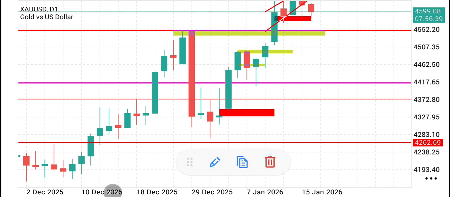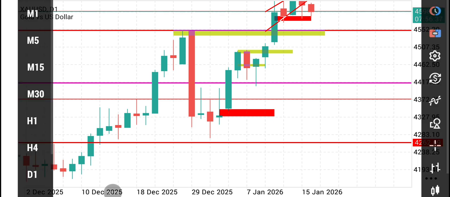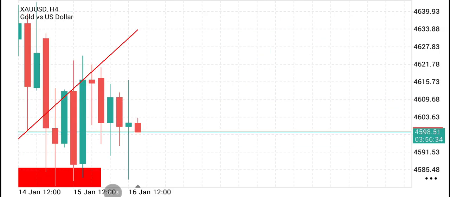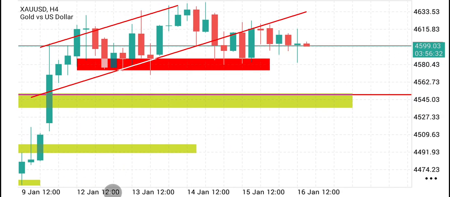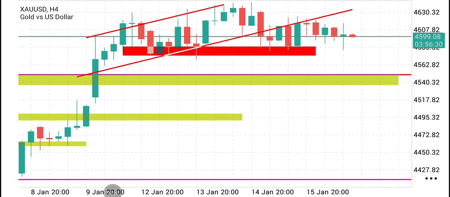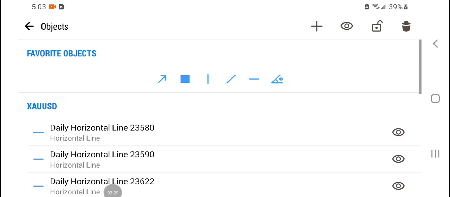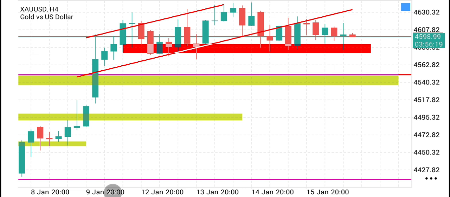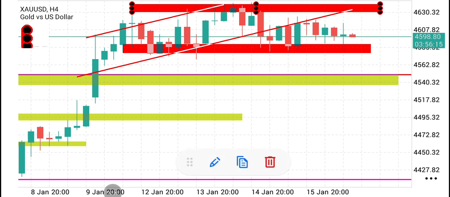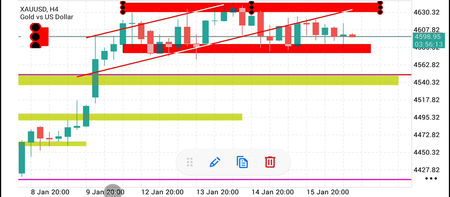The next thing I usually do is go to my lower time frame, which is the 4 hour time frame. After the daily, I go to the 4 hour time frame and mark my key zones. You can see gold has been consolidating in that zone. Let me do it again with this arrow. Gold has been consolidating in that box, and it has not managed to break that zone above or downward.